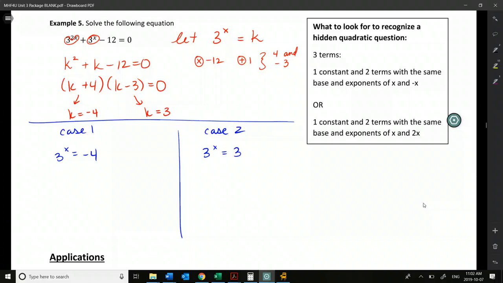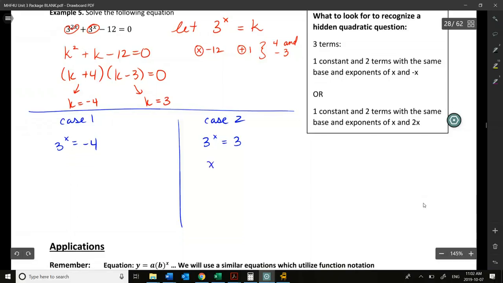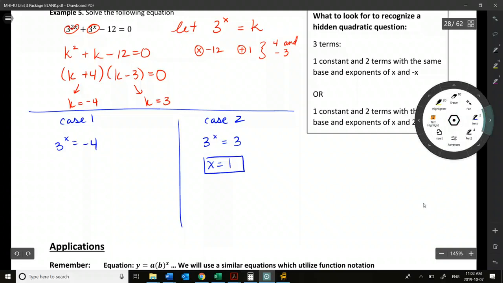Okay, I think we can solve case 2 without having to use logarithms here. 3 to what exponent equals itself? Okay, so x equals 1 here. I'm just using common sense for this one. I don't think we need logarithms to help us with this. If I had 3 to the x equals 9, I know x equals 2, right? Now, 3 to what exponent equals negative 4? Not quite sure on that one. Maybe we can use log.